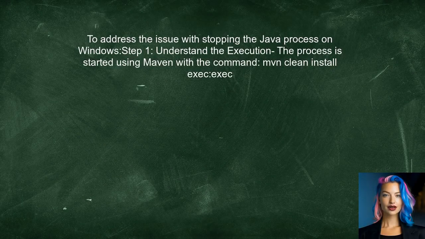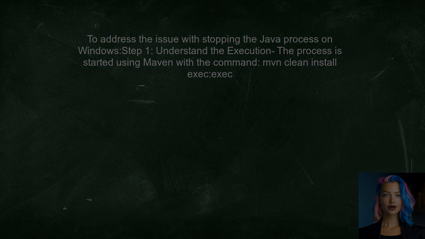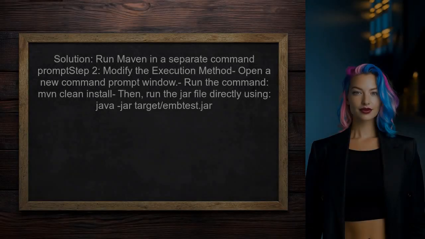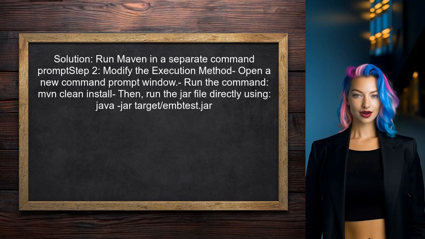To address the issue where the user cannot stop the Java process started by Maven using Ctrl+C on Windows, we first need to understand how the process is being executed. On Windows, the Ctrl+C command may not work as expected due to how the Java process handles interrupts. Unlike Linux, Windows may not propagate the interrupt signal correctly. To resolve this, the user can try running the Maven command in a different way. Instead of using the exec goal directly, they can run the application in a separate command prompt window.